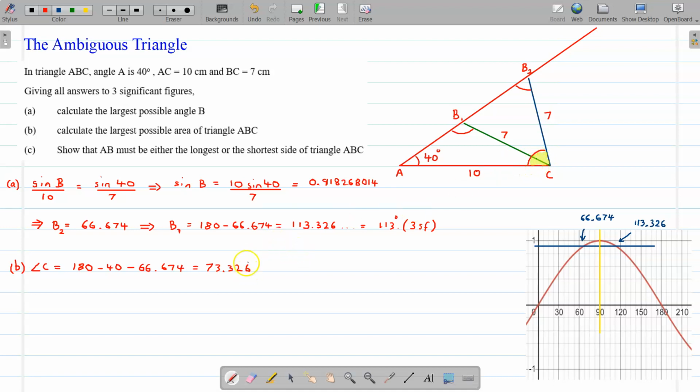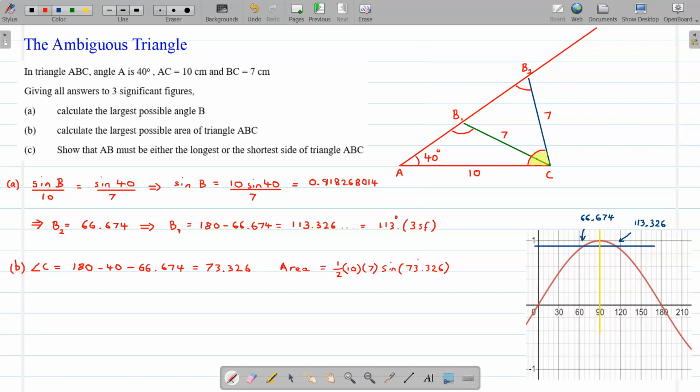So using that angle, I can say that the area equals 1/2 times 10 times 7 times the sine of the angle between them. And the sine of the angle between them is 73.326. So we have to now put that into the calculator to see what that comes to.